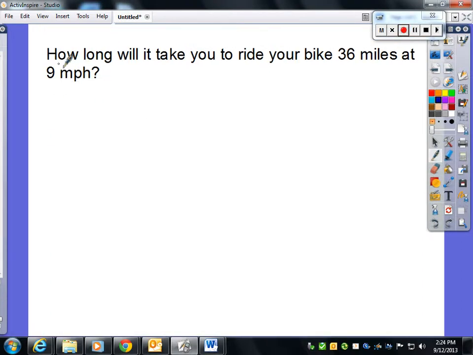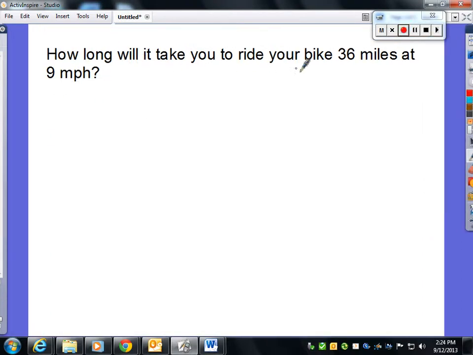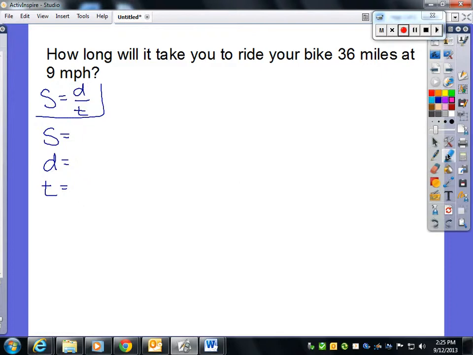Well, first let's read it. How long will it take you to ride your bike 36 miles at 9 miles per hour? So we're going to write down our speed equation. S is equal to distance over time. And then we're going to write down our variable list on the side here. S equals, D equals, T equals. And lastly, we'll go through and we'll dissect that word problem to find out the information that we know.